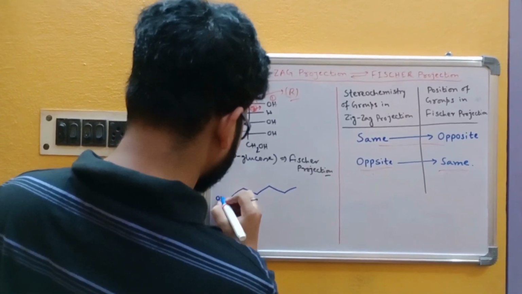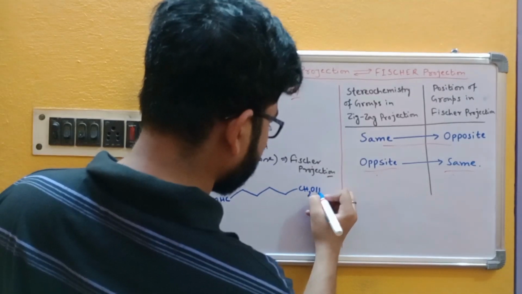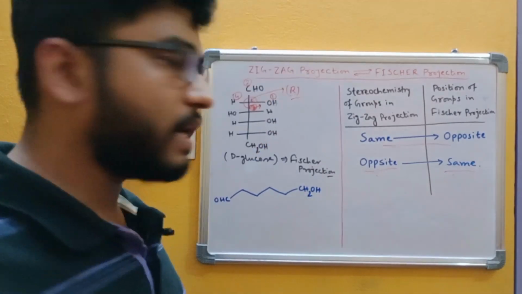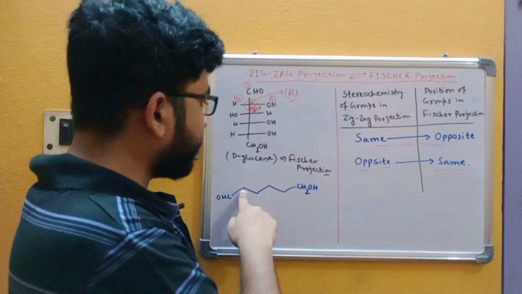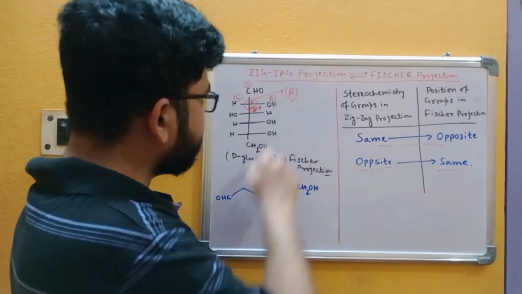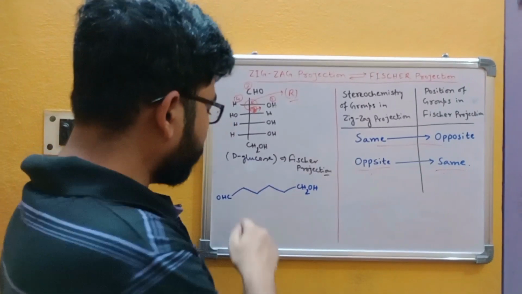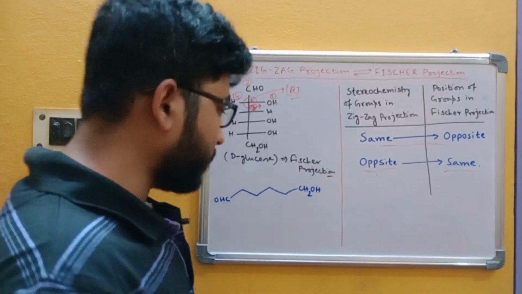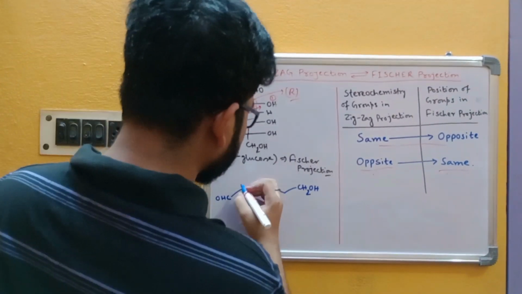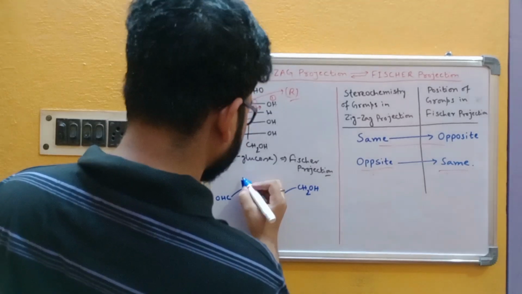Now we draw the skeleton of the zigzag projection of D-glucose. So here it is CHO and it is CH2OH. Then we have to assign this OH group on this carbon in such a way that this carbon contains the R configuration. So we have two options, either we can write it above the plane or below the plane. Let's see what happens if we place it above the plane.